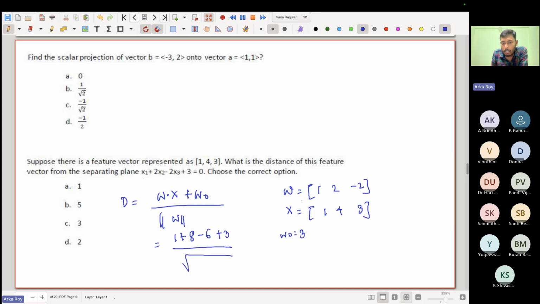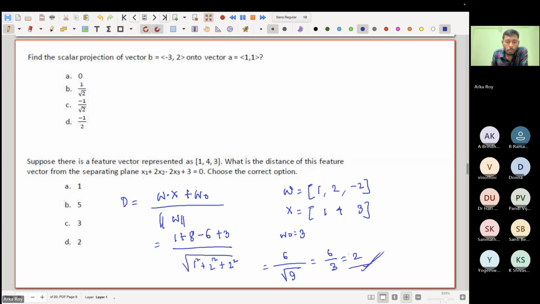So this is 3 divided by the root of the absolute value of this vector. It would be 1 square plus 2 square plus minus 2 square, I can write it as 2 square as well. So this is 9, and over here it is 6. Therefore 6 by 3 equals 2. So this is how you can evaluate the perpendicular distance.